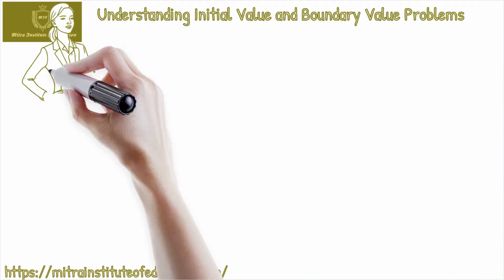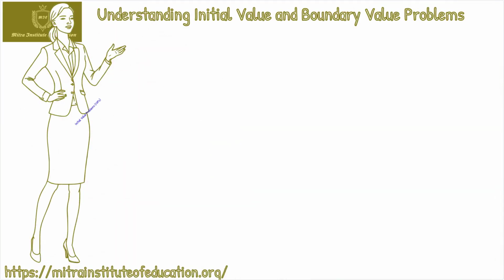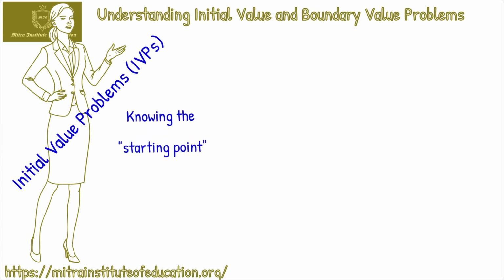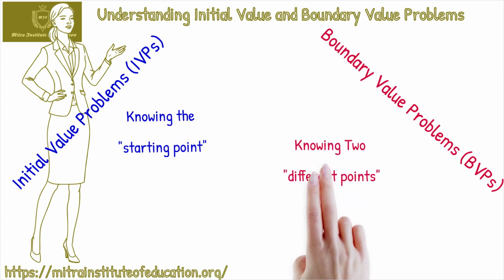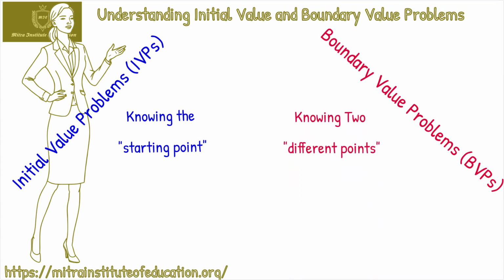There are two main types of problems that lead to specific solutions. Initial value problems, IVPs. These involve knowing the starting point or initial condition of the problem. Boundary value problems, BVPs. These involve knowing the conditions at two or more different points.